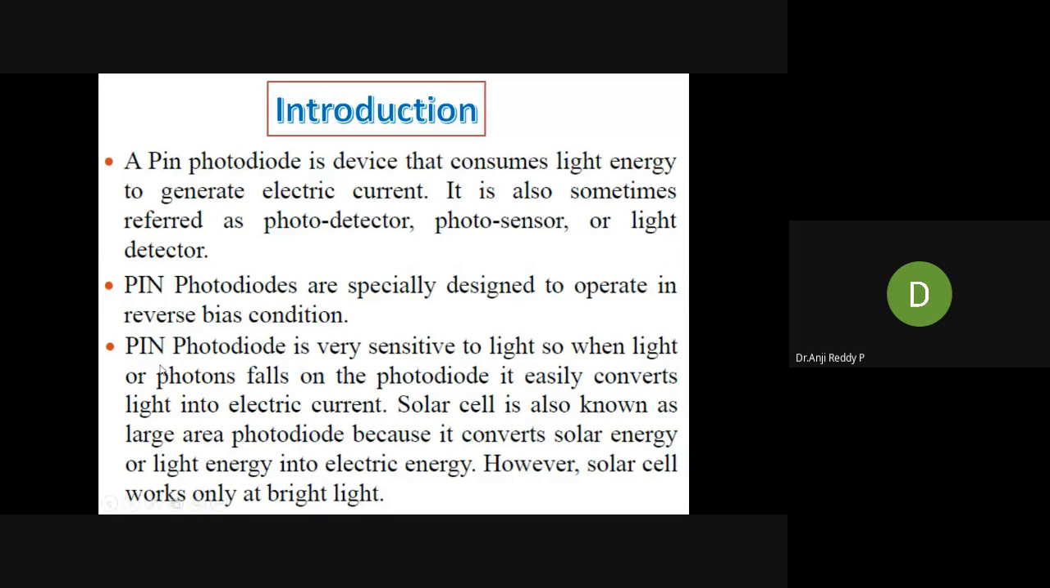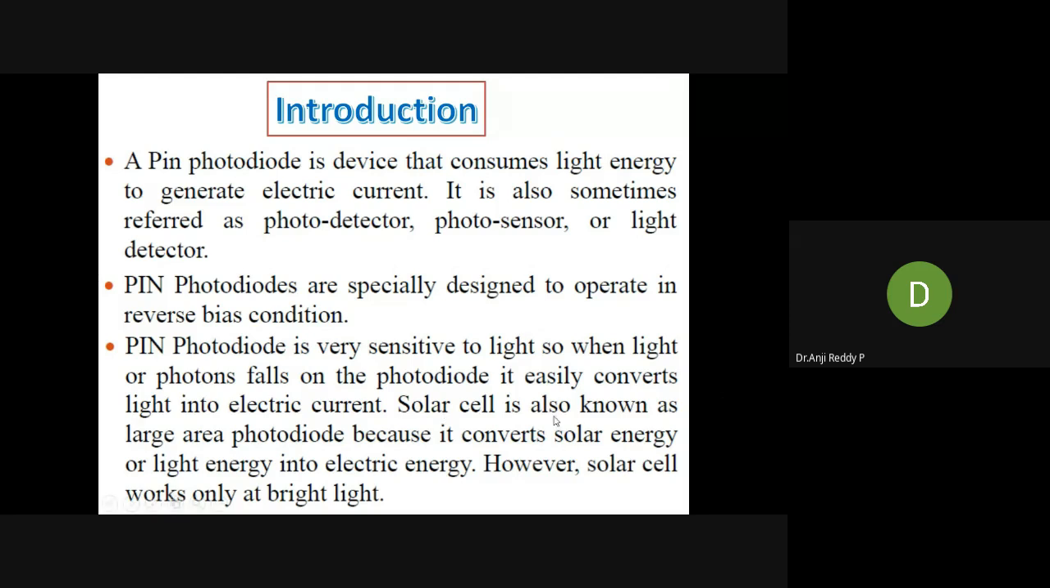Okay. PIN photodiode is very sensitive to light, so when light or photons fall on the photodiode, it easily converts light into electric current, even a very small amount of light. But a solar cell is also known as a large area photodiode. The concept is also the same, but for that we need a large area and large light. The concept is the same: conversion of light energy to electric energy in both cases.